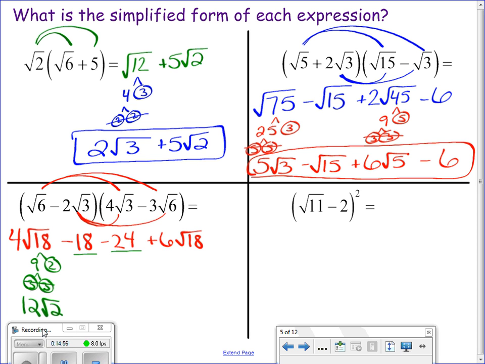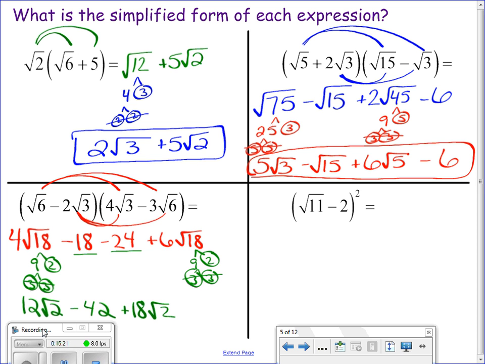What's negative 18 minus 24? Negative 42. And then here, I can simplify this one. So 9 and 2, 3 and 3. You're right. Pair of 3s times 6 is 18. It's 18 radical 2.